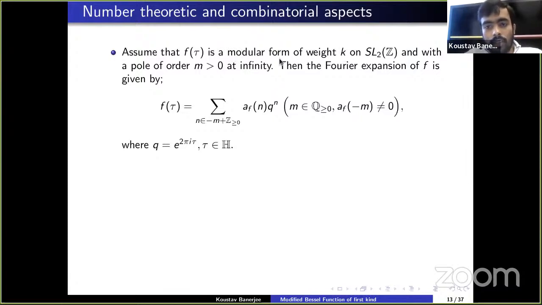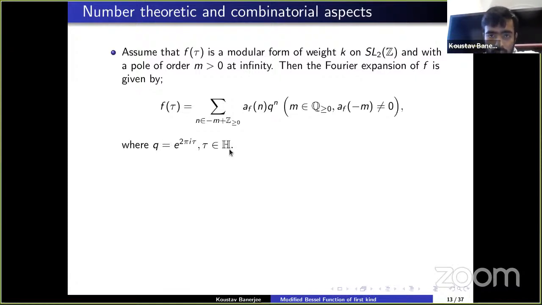If k equals 0, then a nice symmetry is there, so it's called a modular function. For a modular form of weight k, where a, b, c, d is a matrix in SL2Z, that means determinant 1 and a, b, c, d all integers, and with a pole of order m at infinity, we know that the Fourier expansion of f is given by this form. f of tau is the sum starting from minus m, over the integers, of a f of n times q to the n. Here m is a non-negative rational number, a f of minus m is non-zero, where q is e to the power 2 pi i tau, and tau is in the upper half plane.